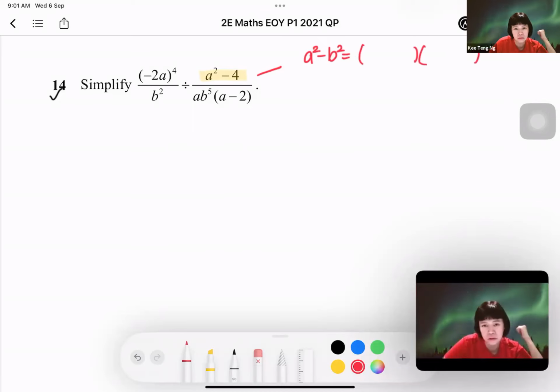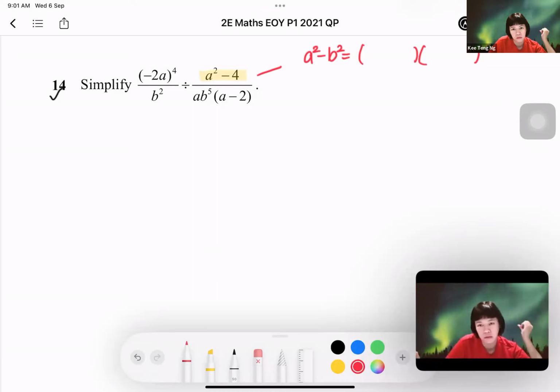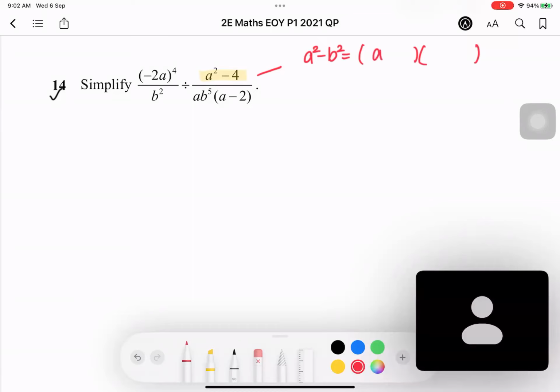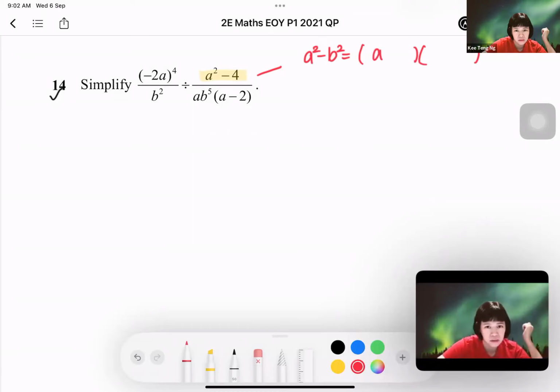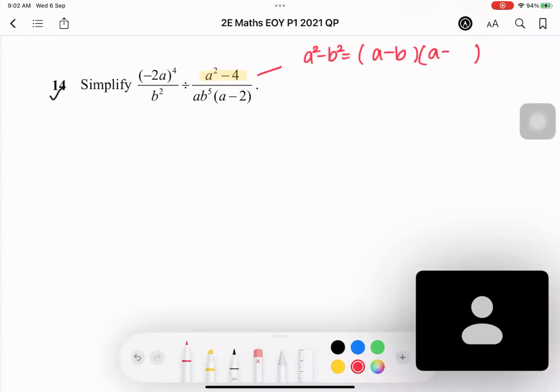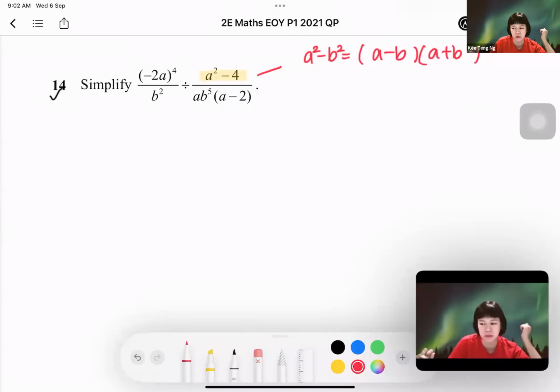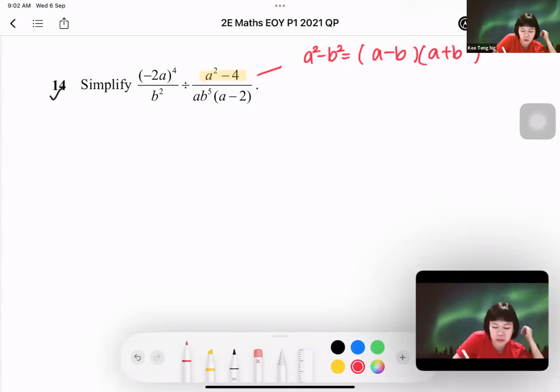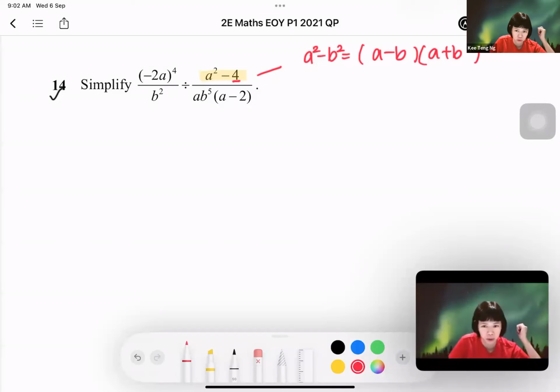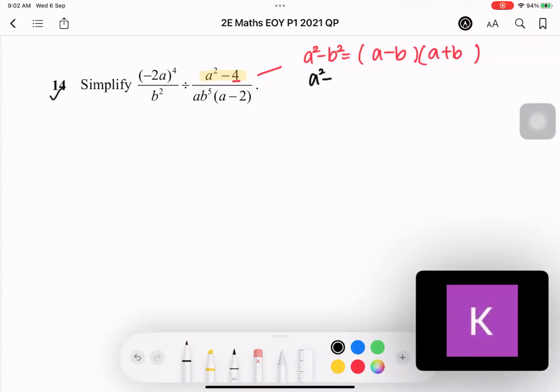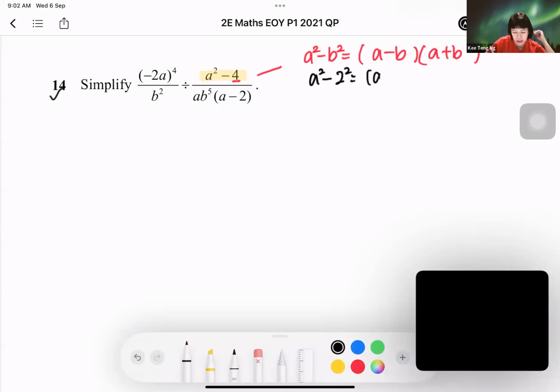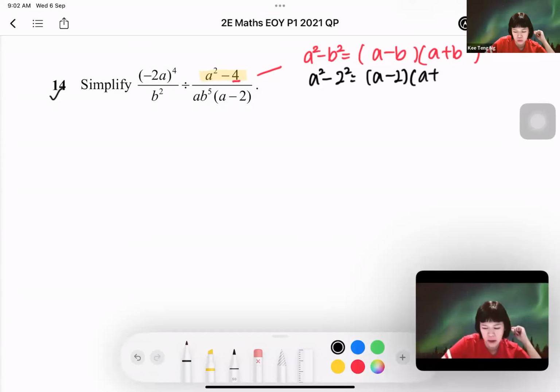Do you know? Anyone? A minus b, a plus b. Thank you very much. A plus b, a minus b, correct. Both correct. So what can we change 4 into? 4 is what number squared? 2 squared. So this will become a minus 2, a plus 2.